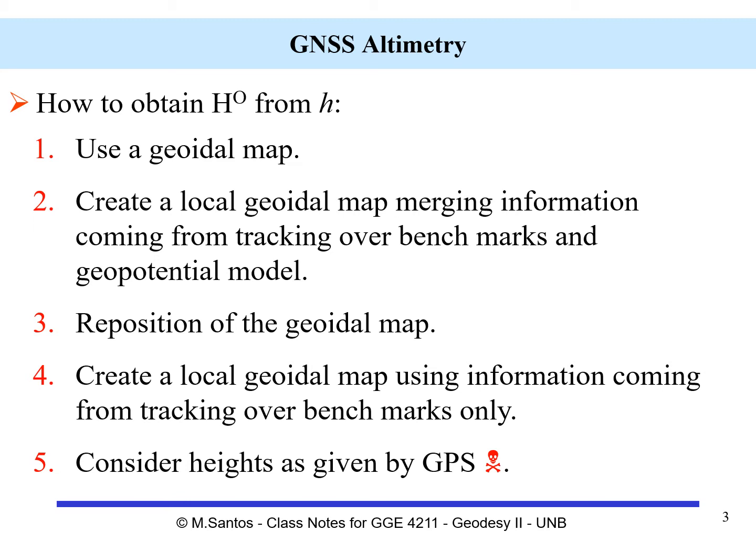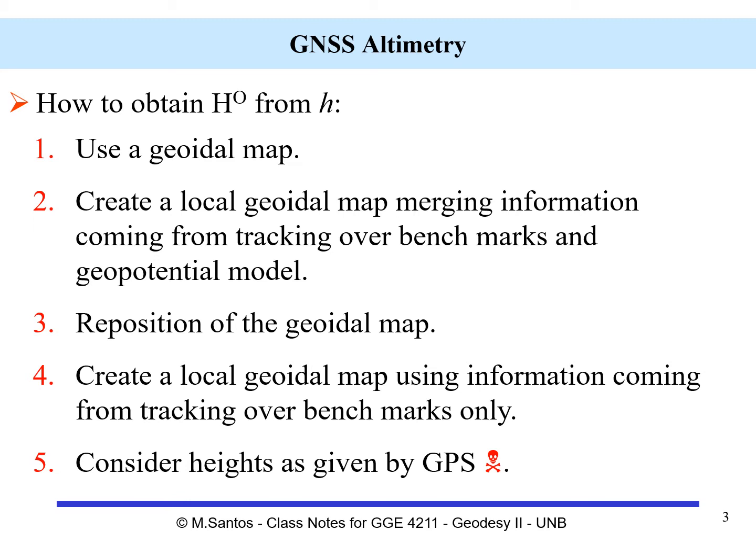There are 4 methods. One is using a geoidal map. The second one is to create a local geoidal map, merging information from tracking over benchmarks and a geopotential model. The third method is repositioning of a pre-existing geoidal map, and finally creating a local geoidal map using information coming from tracking over benchmarks only.